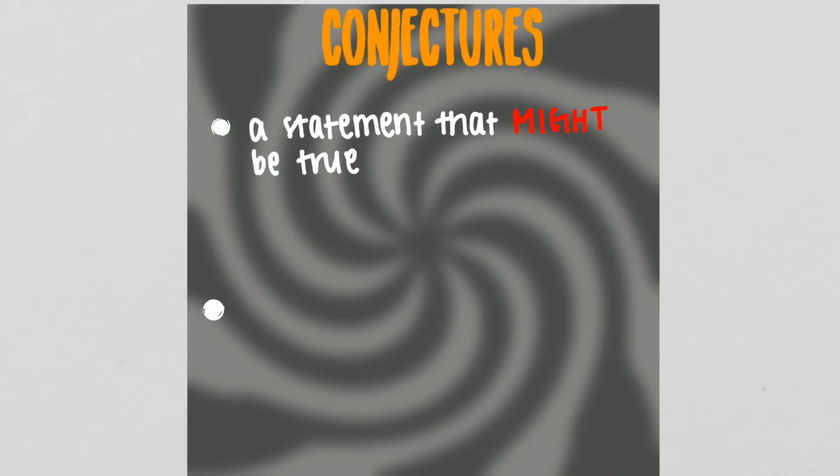And first off, a conjecture is a statement that might be true. We don't know 100% if it's true, but there's a possibility of it being true. And if you're having trouble thinking of what a conjecture is, kind of think of it along the lines of an educated guess.